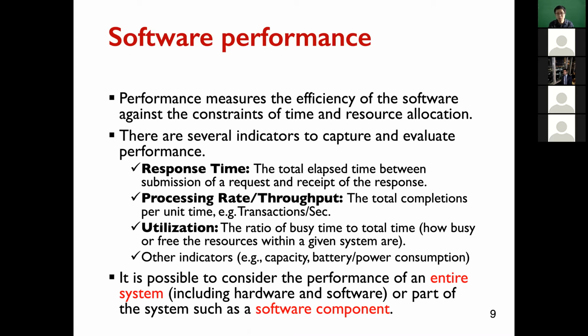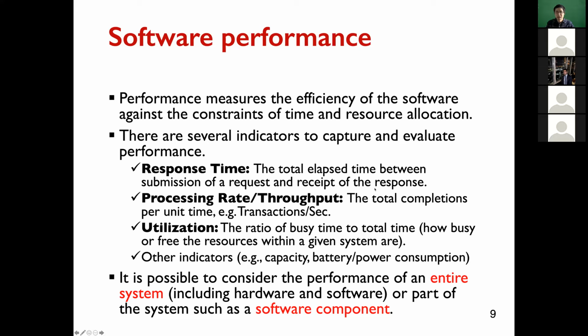For example, Amazon Web Service. Another example, Google search can handle, for example, 100 million searches per second, or 100 million transactions per second. That is throughput or processing rate. A third one is utilization. It's the ratio of busy time to total time. So the CPU of our system is busy, for example, 80% of the time. That's utilization. There are other indicators as well. When we talk about performance, we can talk about the performance of the entire system or part of the system. For example, you can talk about the performance of the entire OpenMR system or just one module of the OpenMR system.